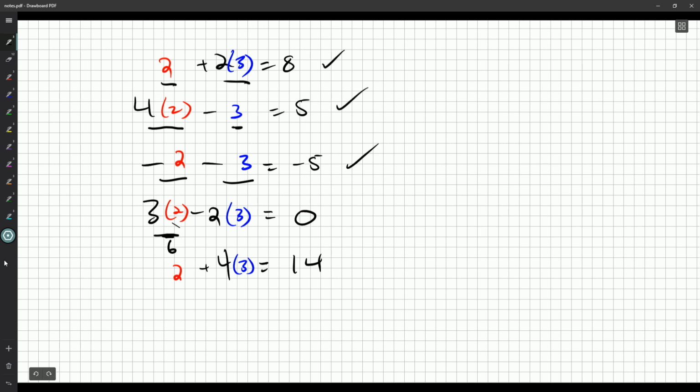3 times 2 is 6. Minus 2 times 3 is 6. 6 minus 6, yeah, that's 0. And 4 times 3 is 12. So 2 plus 12 is absolutely 14. So since all 5 equations were satisfied, yes, (2, 3) is on all these lines. It is a point in common with all of them.